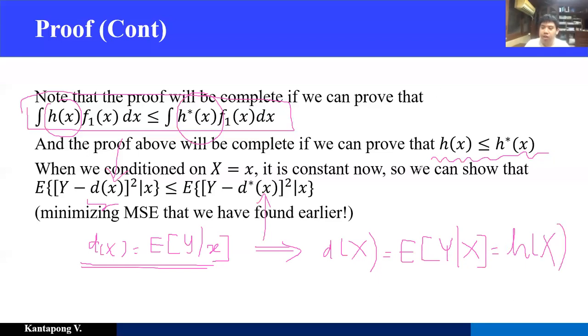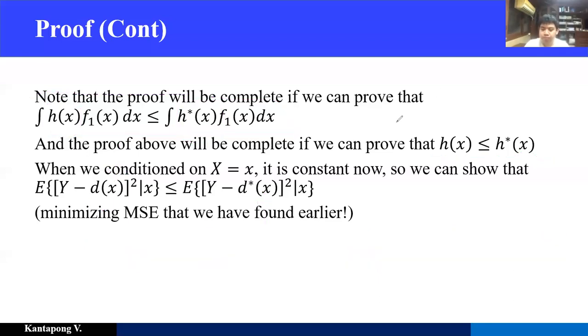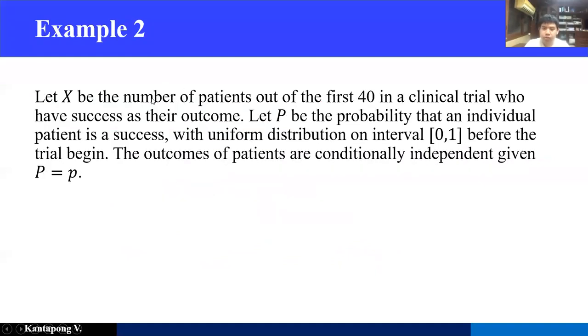Not h of x in this sense, okay? So, another example. Let X be the number of patients out of the first 40 in a clinical trial to have success as their outcome. Let P be the probability that an individual patient is a success, with a uniform distribution over [0, 1] before the trial begins. The outcomes of patients are conditionally independent given P equals p.